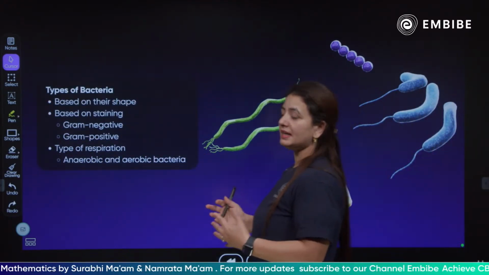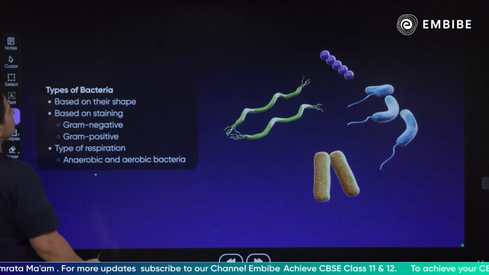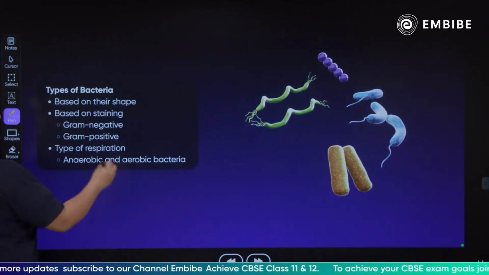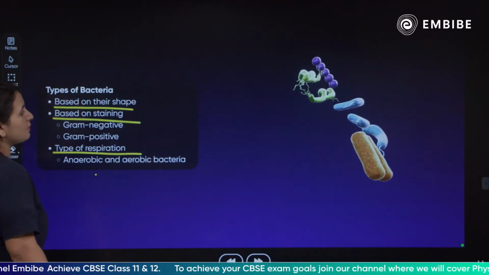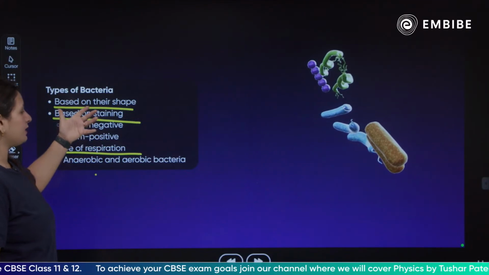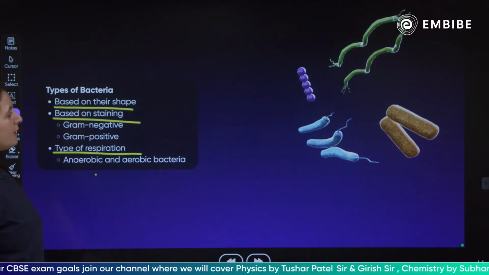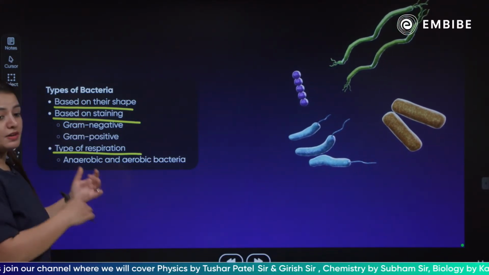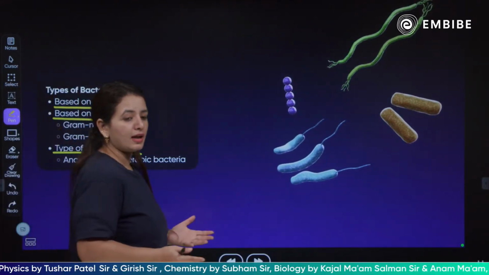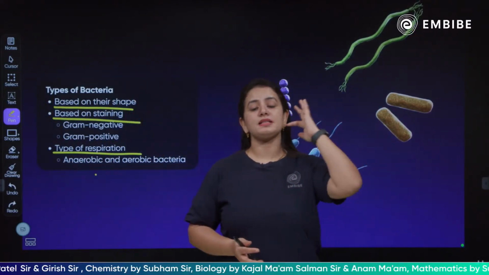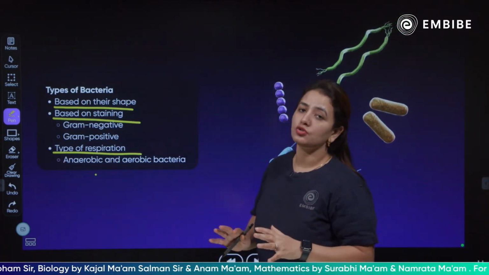Next, what are the types of bacteria existing? Types of bacteria are classified on the basis of their shape, on the basis of their staining and on the basis of their respiration. As you can see, there are different shapes and sizes. We have studied about the gram negative, gram positive, anaerobic and aerobic. When we talk about the aerobic, it means the respiration which takes place in the presence of oxygen. When we talk about the anaerobic, the respiration takes place in the absence of oxygen.